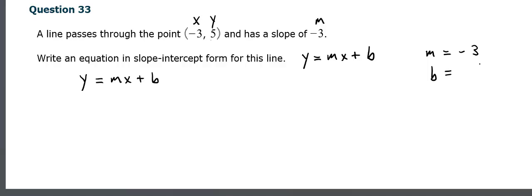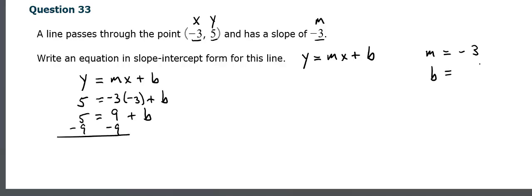So in this case, y is 5, so I will replace y with 5. M is -3. And x is -3 as well. So remember, we're looking for b. So -3 times -3 is +9. And I need to isolate the b, so I'm going to subtract 9 from both sides. And 5 minus 9 is -4. So b is -4. So we have all the elements necessary to write our answer in slope-intercept form.